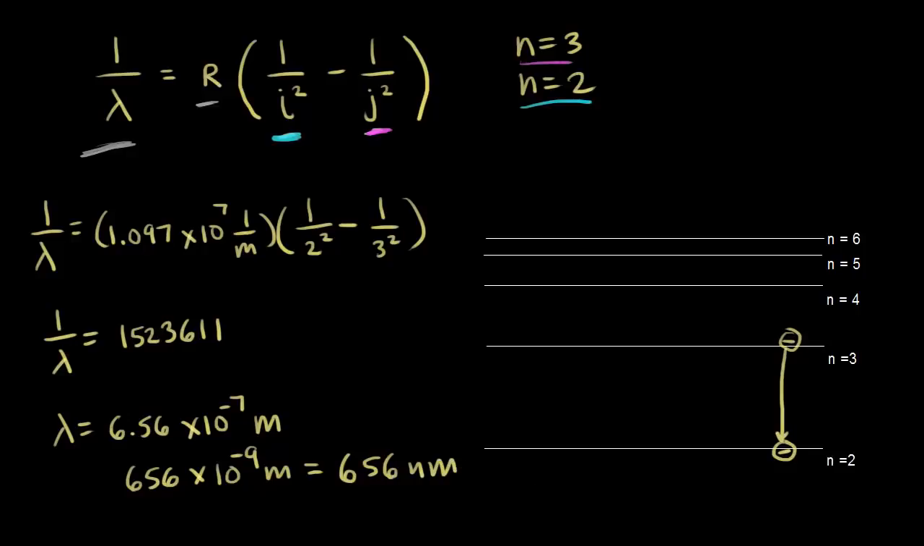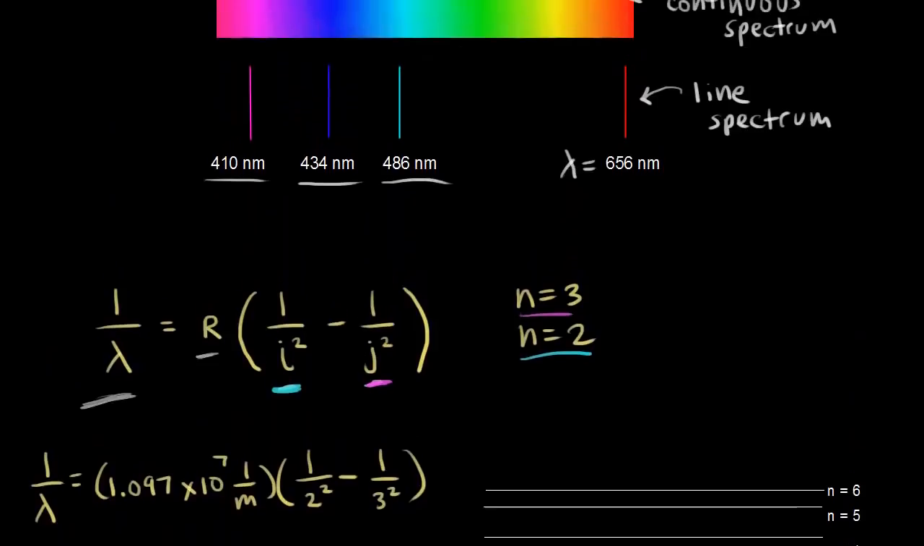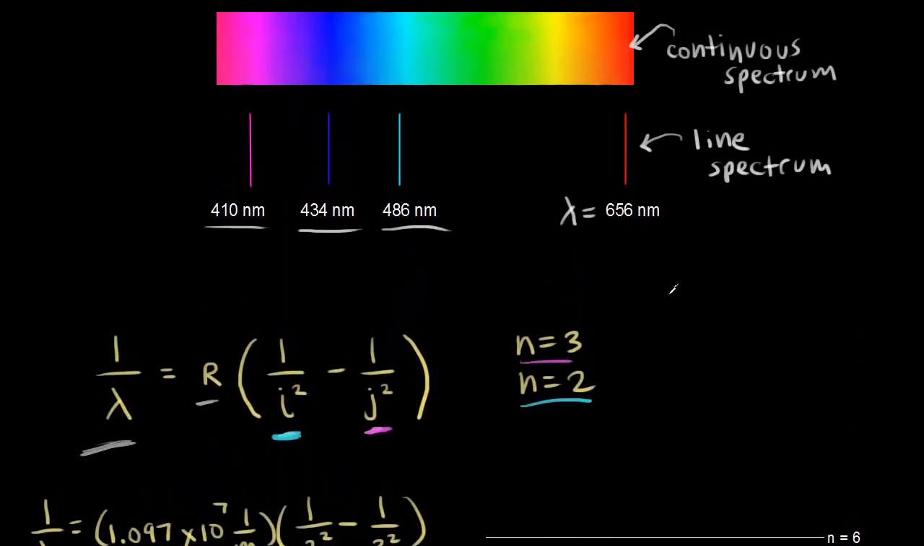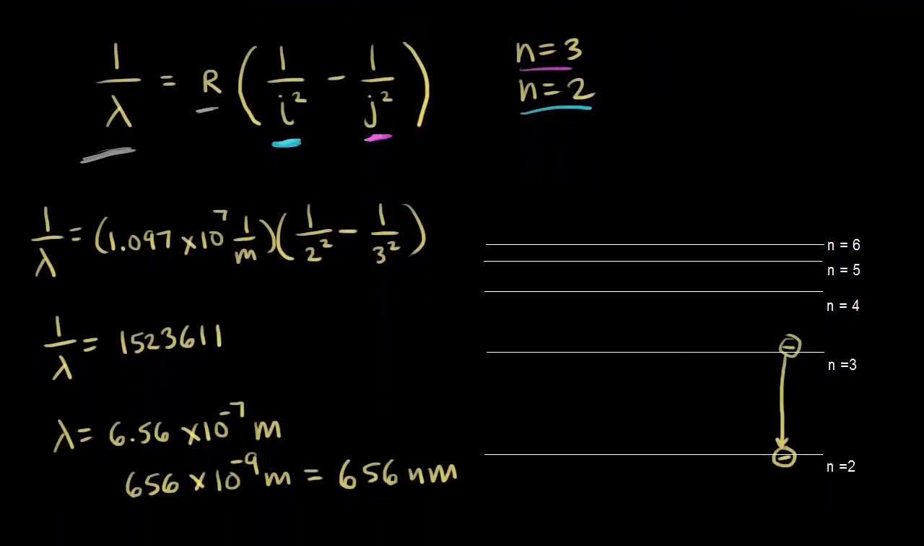All right, so let's go back up here and see where we've seen 656 nanometers before. 656 nanometers is the wavelength of this red line right here. So that red line represents the light that's emitted when an electron falls from the third energy level down to the second energy level. So let's go back down to here and show that. We can say that a photon of red light is given off as the electron falls from the third energy level to the second energy level. So that explains the red line in the line spectrum of hydrogen.